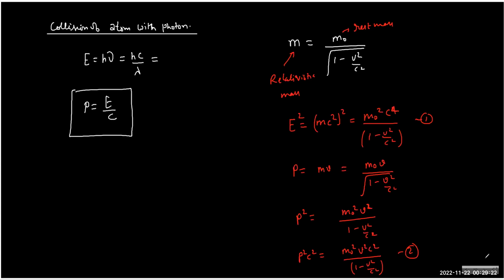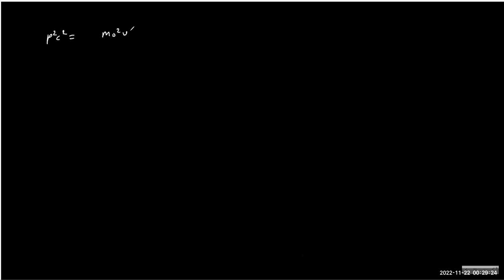Basically, the p square c square. P square c square, we got how much? Just taking out m naught square v square c square by. I think this is right. And if I add these two terms, let's say I'm adding m naught square c power 4 plus p square c square, how much are we getting if you add this value?